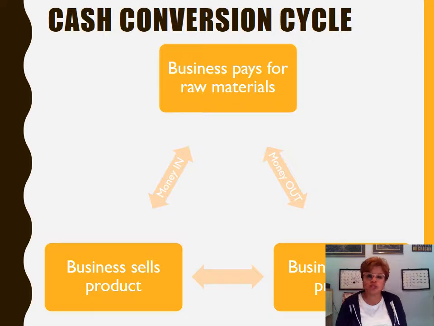If you have a very short cycle, great news. You buy inventory, buy raw materials, convert it into inventory, sell that inventory and turn it back into cash quickly, which puts money back into the cash flow statement. Great news. If you have a long cash conversion cycle, you will not be able to use the money while inventory is sitting in your office, in your warehouse, in your storefront, whatever it is that you have.